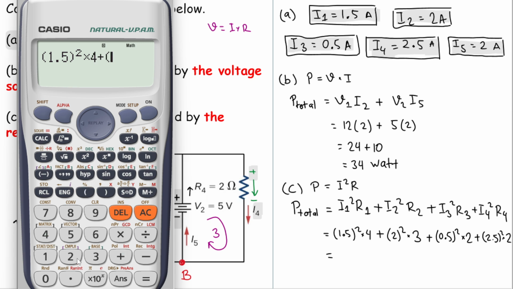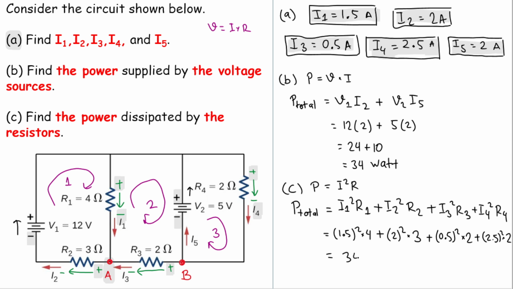And then 2 squared multiplied by 3. Then plus 0.5 squared multiplied by 2. And then plus 2.5 squared multiplied by 2. And we will have 34, which is the power dissipated by the resistors, which perfectly makes sense because the power supplied and the power dissipated are the same. And I think that's all for this problem. Very long problem, but I think that is correct from here.